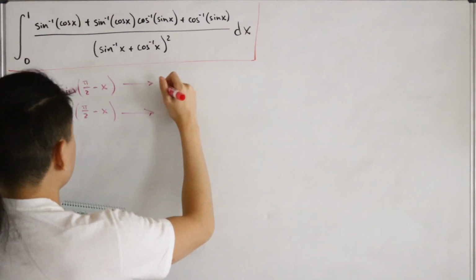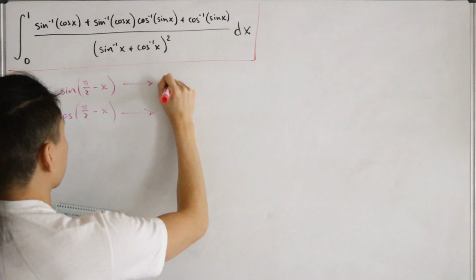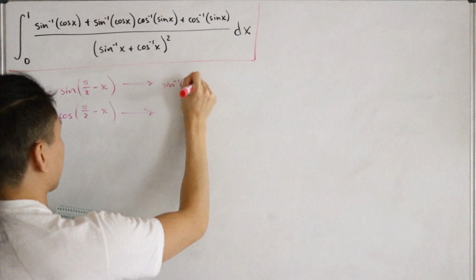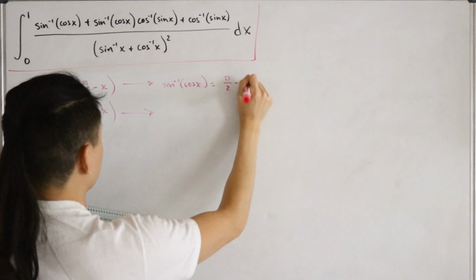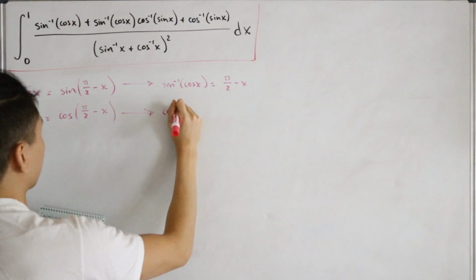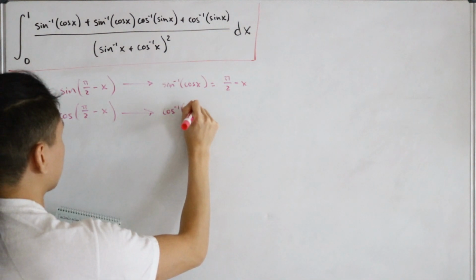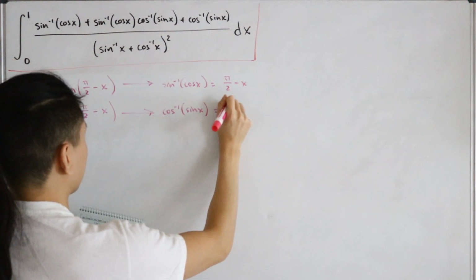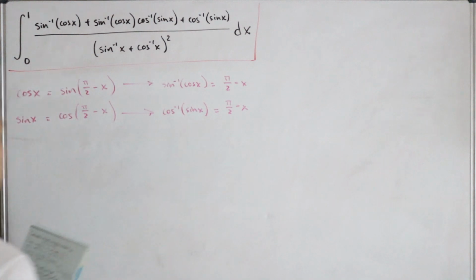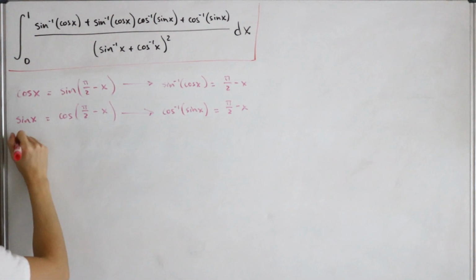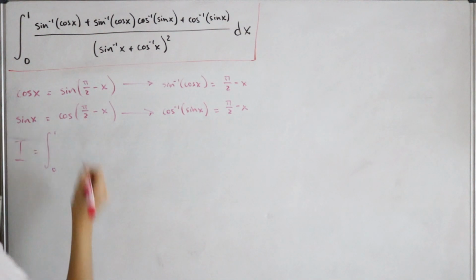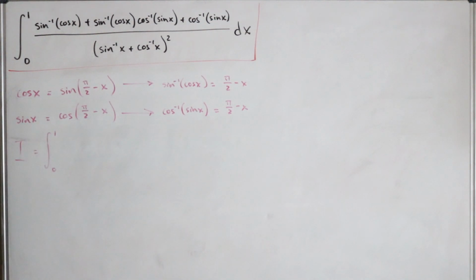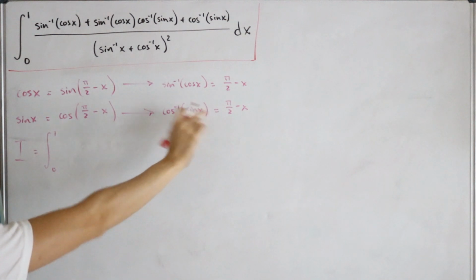So now, if I take the inverse, inverse sine of cosine of x is simply equal to pi divided by 2 minus x. Do the same thing over here: inverse cosine of sine of x will also be pi divided by 2 minus x. With this, we can go back to our original integral, capital I. The bounds stay the same, and we put all this back together.